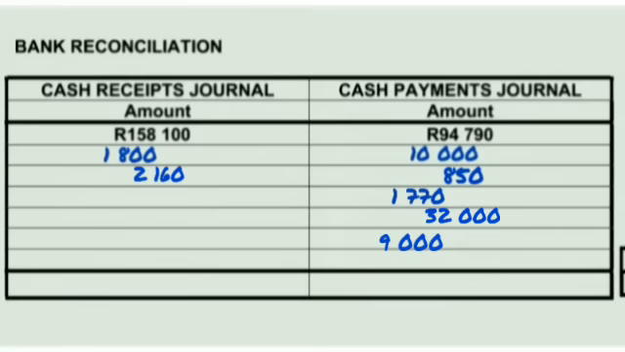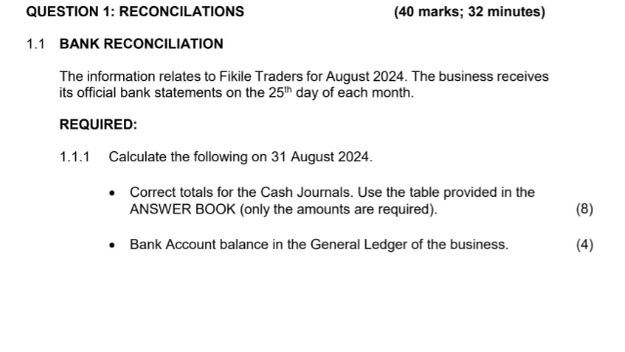And then lastly, the last thing you're going to do is calculate your new totals for CPJ and CRJ. For CRJ, we have 162,060. For CPJ, we have 148,410. And that is your cash journals corrected.